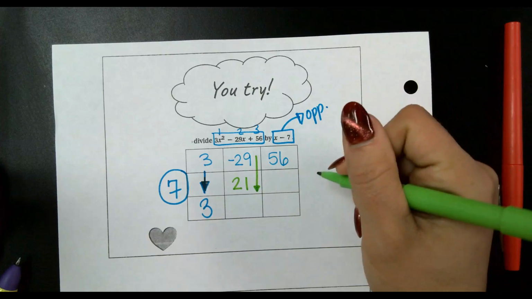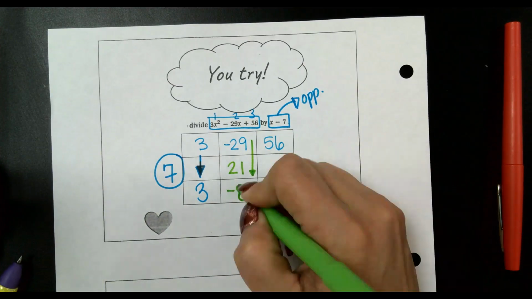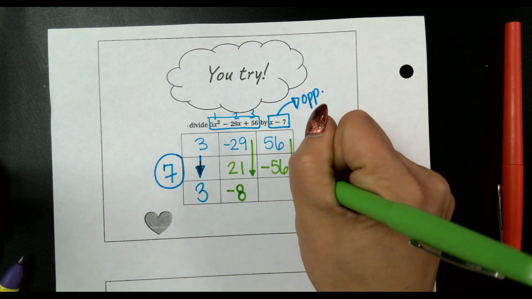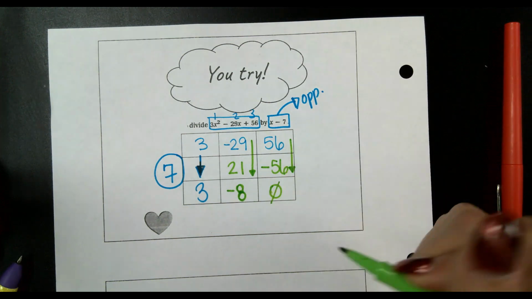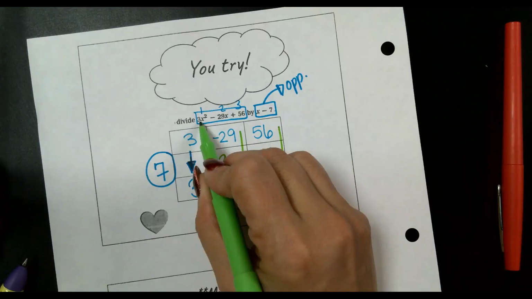3 times 7 is 21. And when you add, what do you get? Negative 8. So we're going to do negative 8 times 7. Negative 56. And if you add 56 and negative 56, what do you get? That's great. Because isn't this last box the remainder? And if there's 0 remainder, will I even have a fraction at the end?